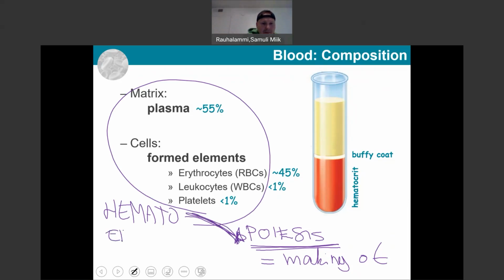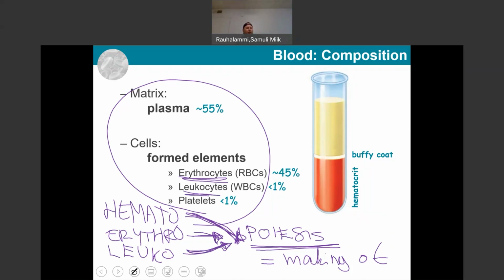Erythropoiesis then refers to the making of the red blood cells. Remember, these were our erythrocytes. And finally, leukopoiesis refers to the making of the white blood cells. So we'll talk about each of these real fast a little bit, but at this point, the important message to take away from that is: learn the terminology once, it will make your life easier.